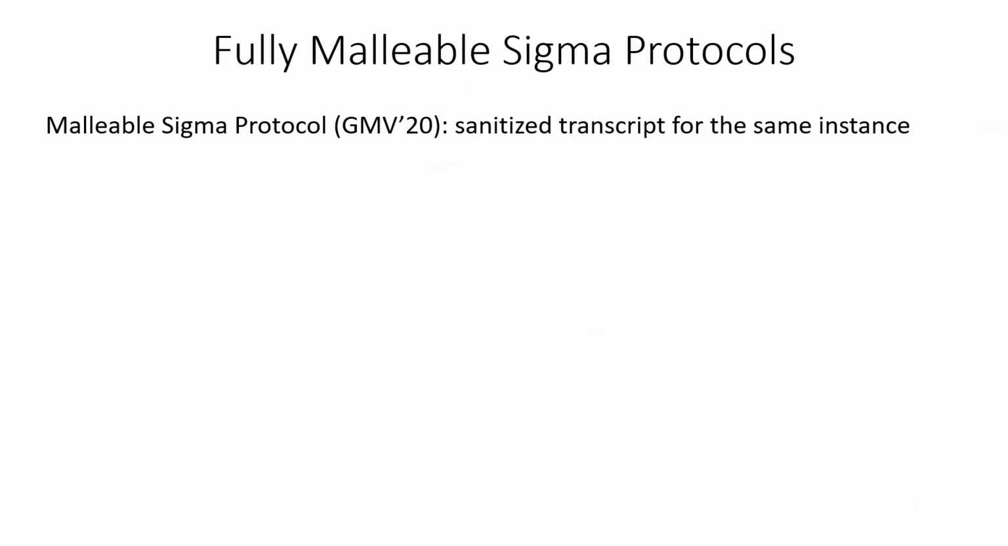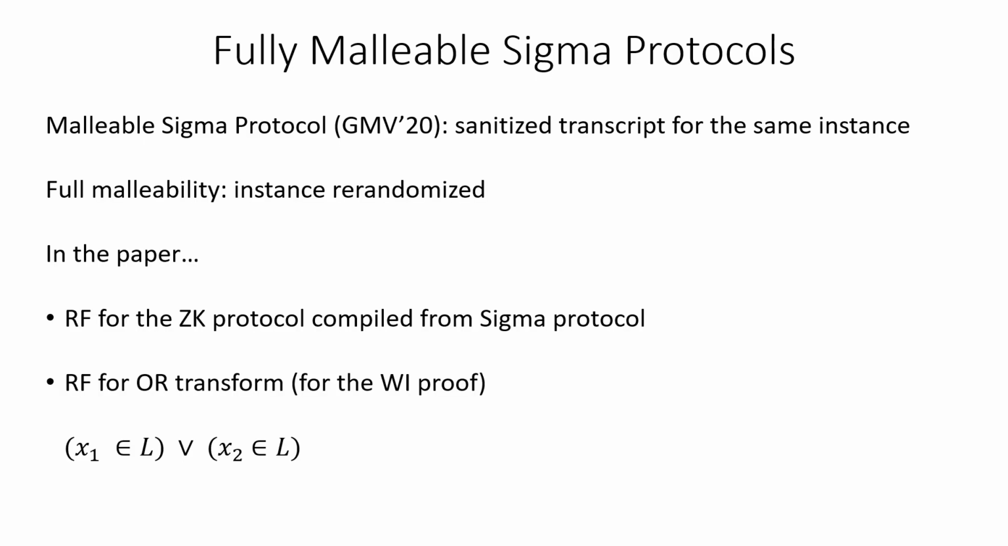So this notion of full malleability is different from malleable sigma protocols in literature, in that the sanitized transcript was for the same instance in existing work, whereas we also have to sanitize the instance. So in the paper, we construct a reverse firewall for the full zero-knowledge protocol compiled from Sigma protocol. Here we take advantage of the key homomorphism and message homomorphism of the Pedersen commitment scheme in order to randomize the commitment key, the commitment, and the message inside the commitment.